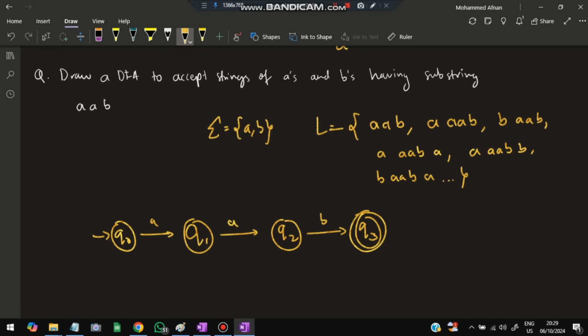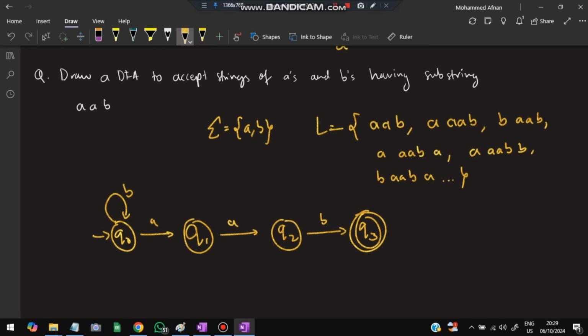Now, here, what if the B comes? B comes means can have n number of B's here only. Right? N number of B's. Because substring AAB should be there, right? Substring AAB should be there. If I accept B here, it will be BAB. Substring AAB is not formed. So, B will be here only.